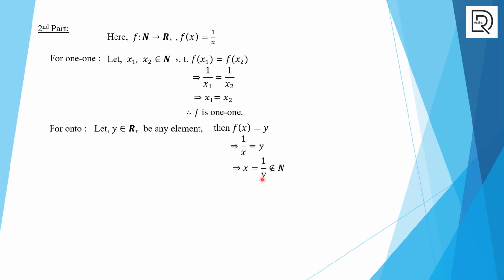And clearly this 1 by y does not belong to N. Because if we take y equal 2, then you get x equal 1 by 2, and clearly 1 by 2 does not belong to N. So for all y belongs to R star, x equal 1 by y does not belong to N. So by definition of onto function, we can say our function is not onto. Here I write this example. You can give so many examples for which this x does not belong to N.